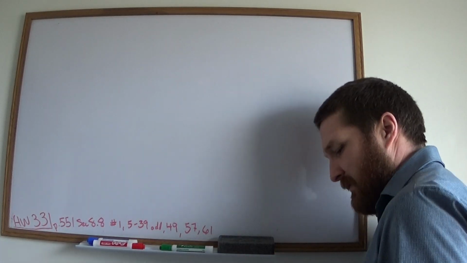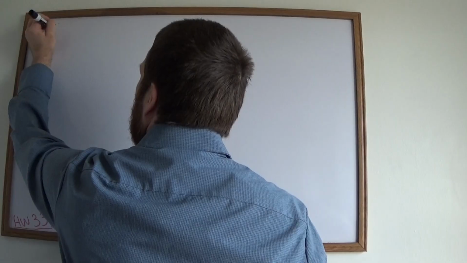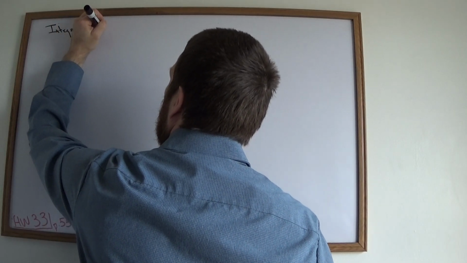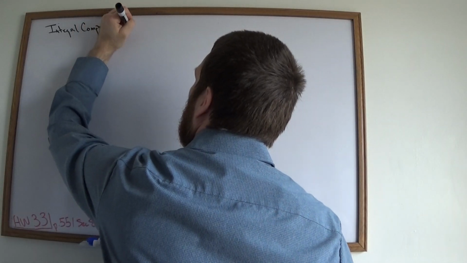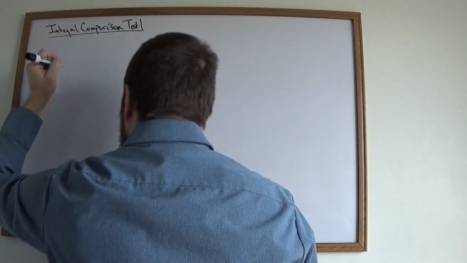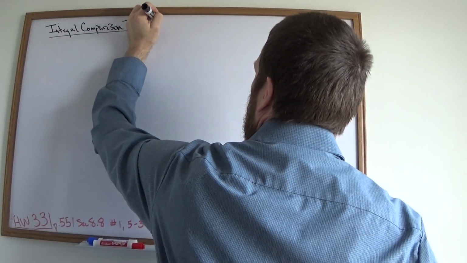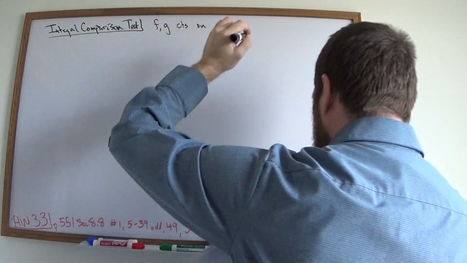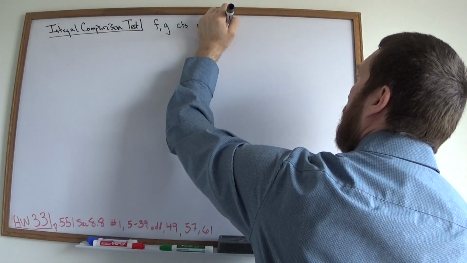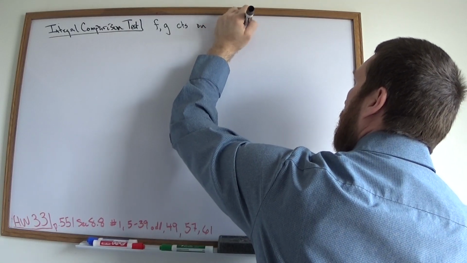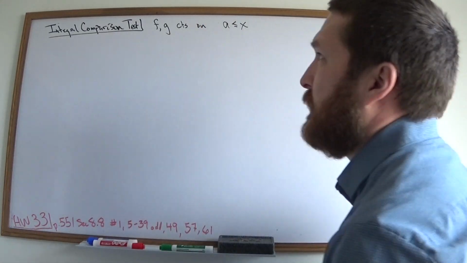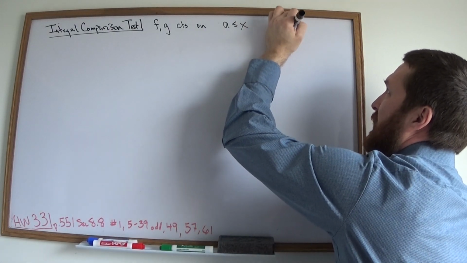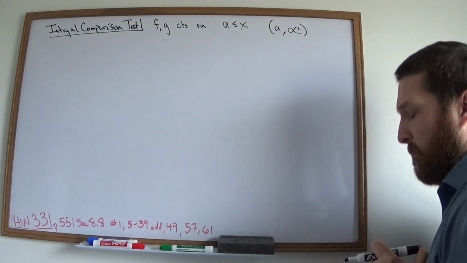Okay, now this is useful. This is called the integral comparison test. This is when you have functions f and g, and we're going to suppose they're continuous on the interval where x is bigger than or equal to a. So, in other words, the interval from a to infinity.